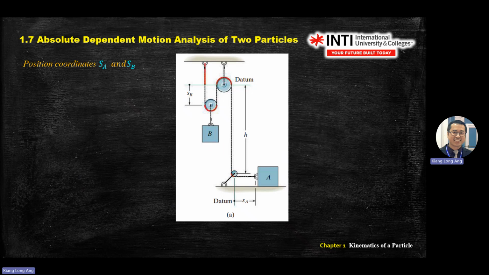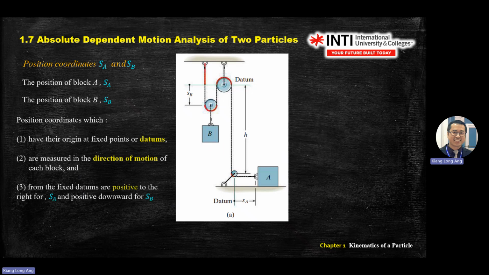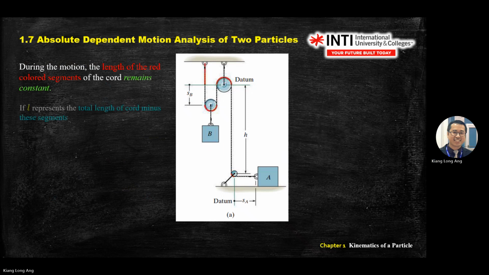The steps are the same. First, you look at the position. This position is referring to the datum. Your S is always referring to the datum, and you are given the direction. Where is the positive direction? Now the position of A and so on. We already explained how to get the datum and where positive is.